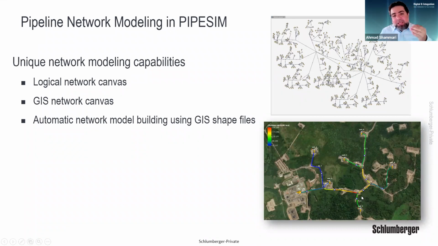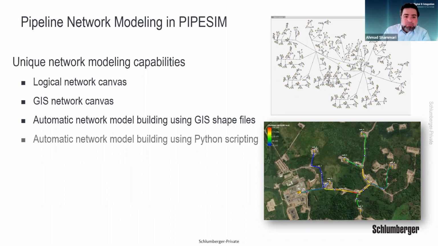If you have the shape file, it is .shp. Okay, SHP stands for the shape file. If you have the pipeline shapefile in your company, you can easily import that into PIPESIM and you can build your pipeline network automatically. And I will demonstrate this today.